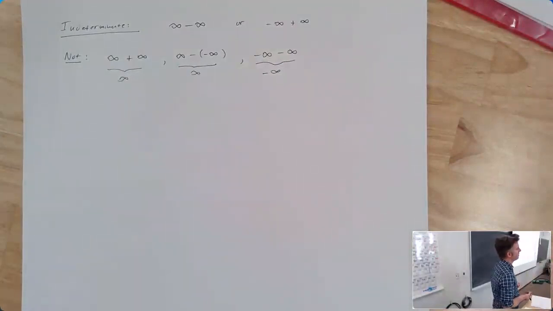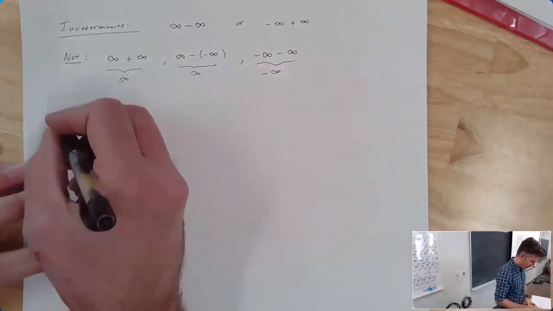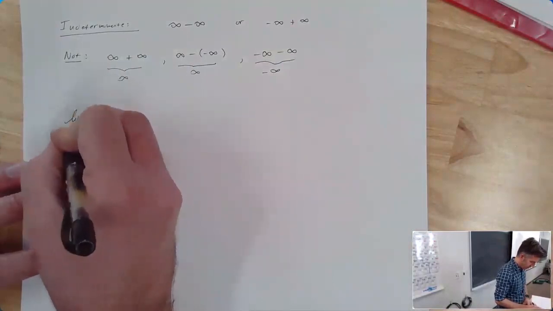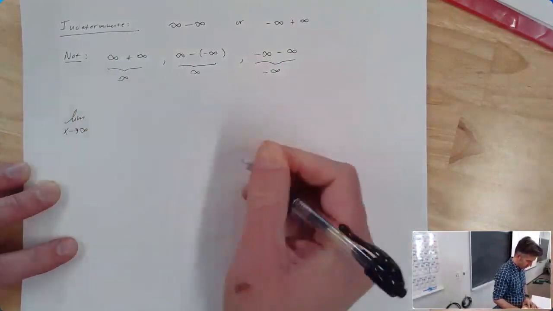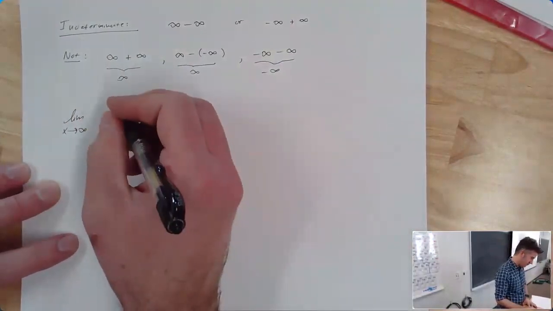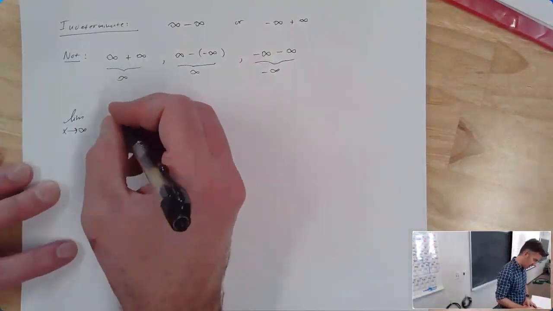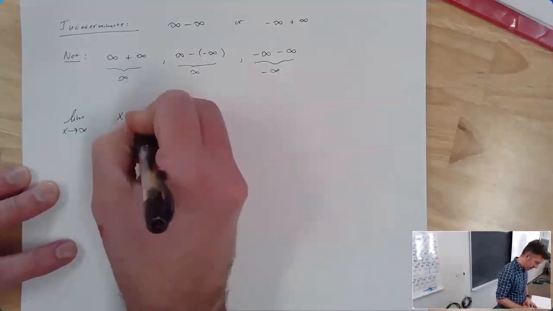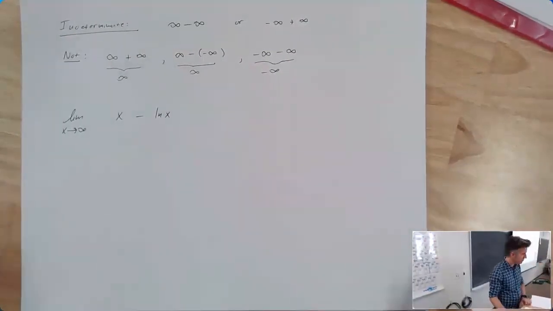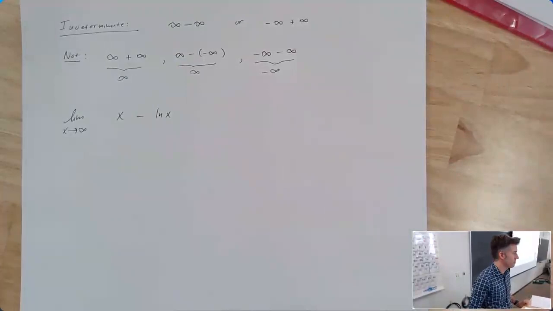Sorry, I'm trying to think of this example that I know was good. Fine, we'll just do this. So let's say I wanted to find the limit as x goes to infinity of x minus the natural log of x, which is for sure an infinity minus infinity. So what do we do?